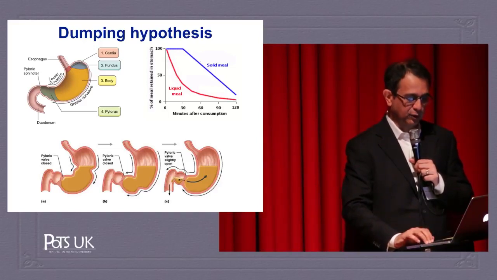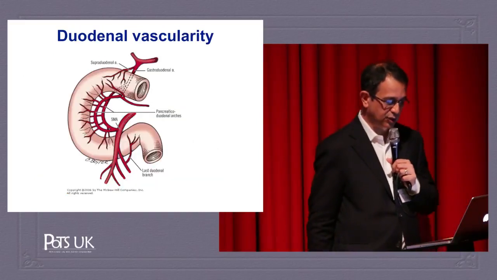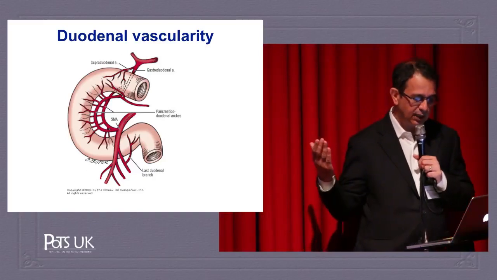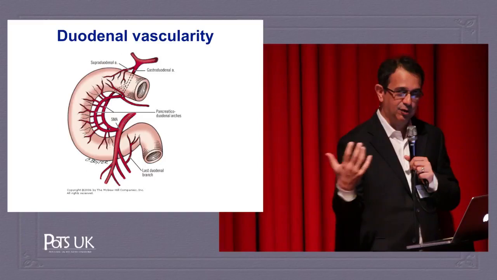But moving on, let's see what happens when the food arrives in the small bowel, in the duodenum. The duodenum is actually a very vascular organ. So it's surrounded by blood vessels.